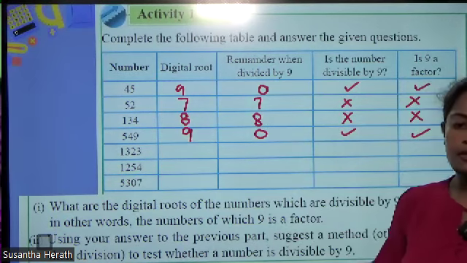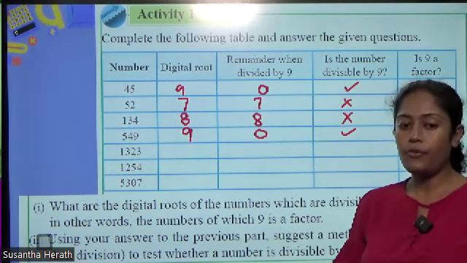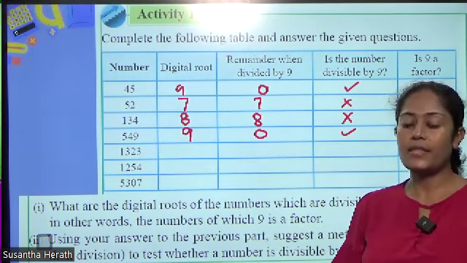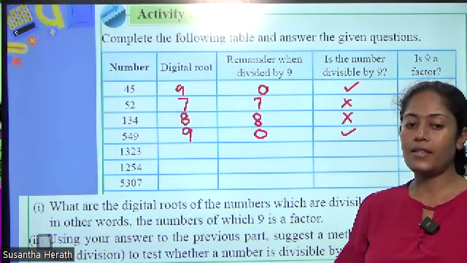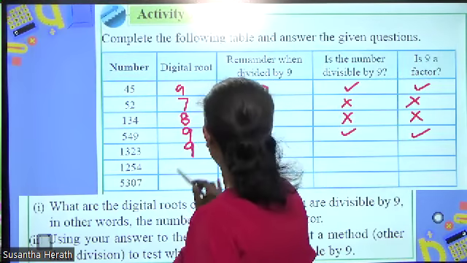1323. What is the digital root? 1 plus 3, answer is 4. 4 plus 2, 6. 6 plus 3, 9. Then all together the answer is 9. Then digital root is 9.